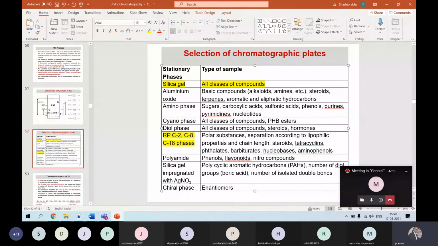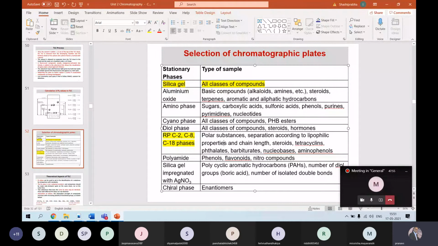And there are specific TLC plates which are used for isomers, for enantiomers, and those are known as chiral TLC plates, which have a chiral phase impregnated on the silica surface, which is the stationary phase. So one can do normal separations, and one can also do chiral separations on TLC plates.